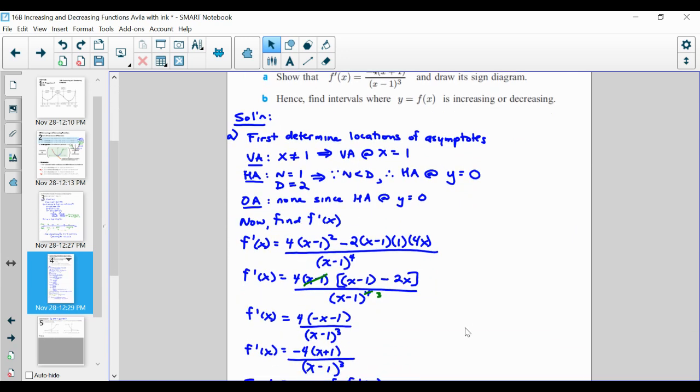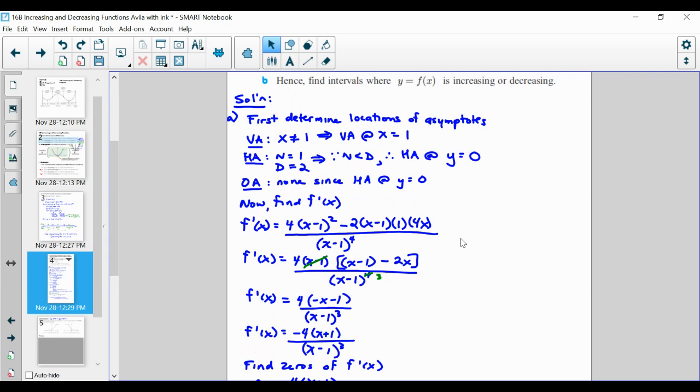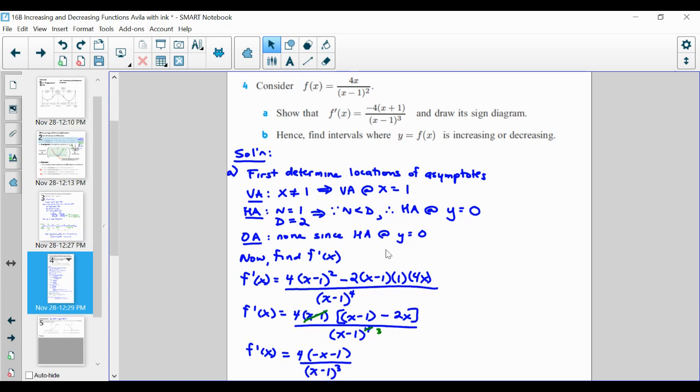Now our next job is to find f prime of x, and we're going to use our quotient law because we have a function divided by another function. So I'm going to take the derivative of 4x, which is 4, times the denominator as is, minus the derivative of the denominator, which is 2 times x minus 1 to the 1, times the derivative of the inside, which is just 1, times the numerator, which was 4x, divided by the denominator squared.